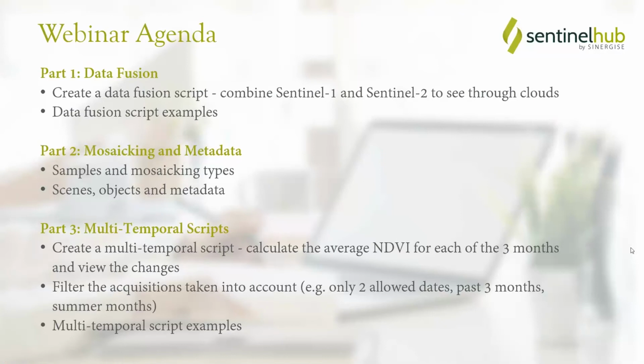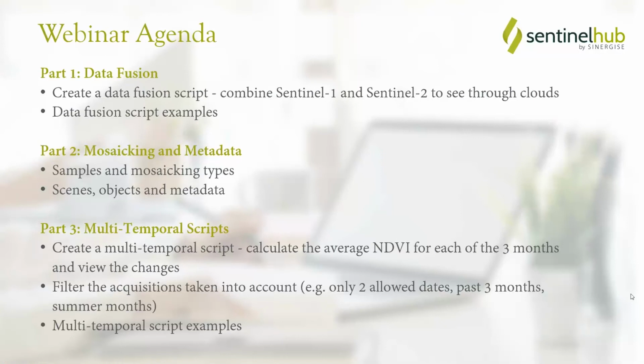So in order to, in third part, take a look at multi-temporal scripts, we will have a part number 2, where we will take a look at mosaicking, what are different mosaicking types and what they can be used for, and how samples are selected, based on them what samples are. And then we will also take a look at what scenes are, what are JavaScript objects, and how you can access metadata. This will all be necessary so that we will then be able to actually really understand multi-temporal scripts.